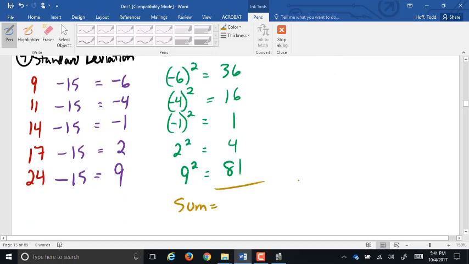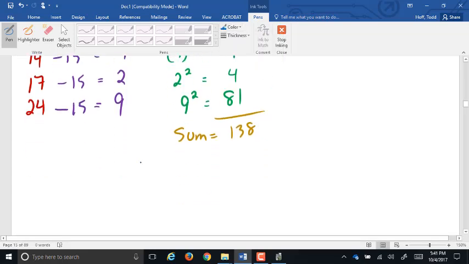Add them all up. We get 138, is it? Okay. So then 138. What is step 5? Divide by 4. Divide by n minus 1. Since n is 5, it is 4. Which is going to give us 34.5. Now that would be called the variance.